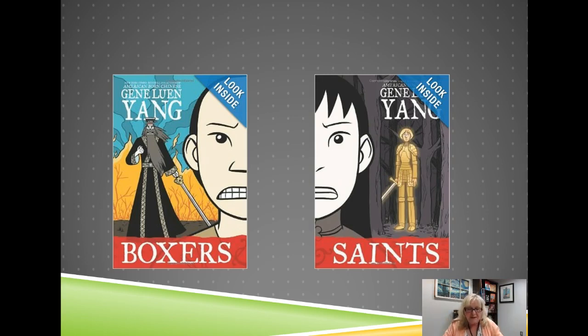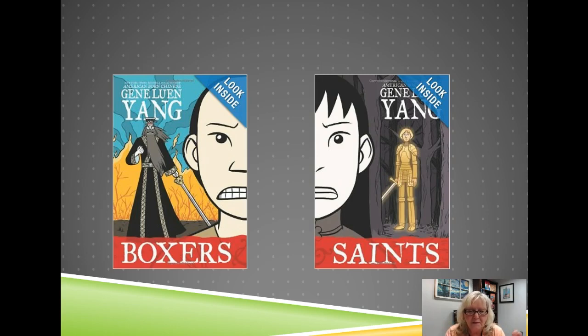This one's for teens, and it is a fictional story of the Boxer Rebellion in China in 1898, and you can buy these books separately, but they also come boxed together. And the Boxer Rebellion had to do with the missionaries coming in and trying to convert the Chinese to Christianity and rebelling against the Western influence.